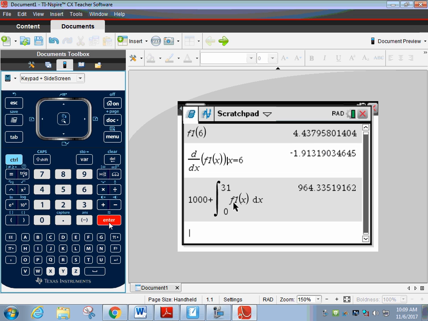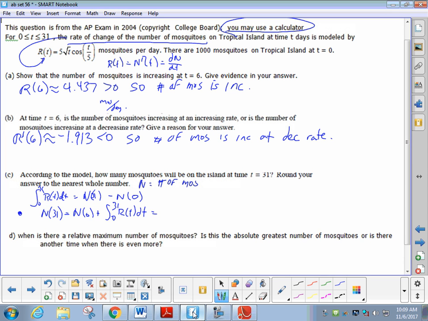I get 964.335. I know it says round to the nearest whole number. I'm just in the habit of giving 3 decimals, and then if I need to round. So many students round this improperly because they think, I can't have part of a mosquito, so I should round up to the next biggest number. It doesn't say round up to the next biggest number. It says round to the nearest whole number. What's the nearest whole number? 964. Okay, you don't round up if it doesn't say that. It says what to do. 964 mosquitoes.